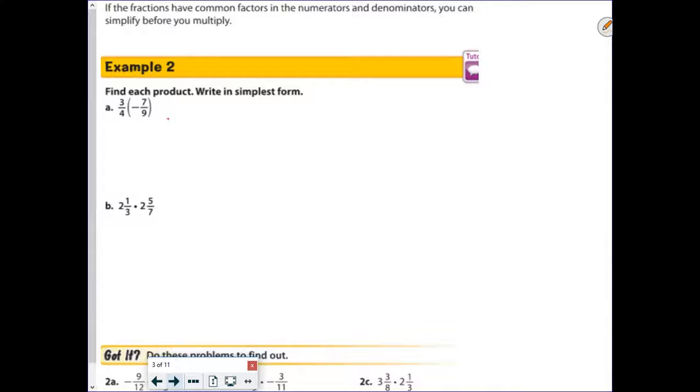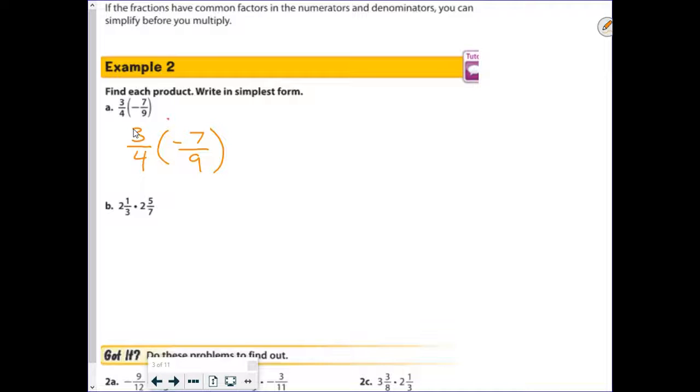It says here, if the fractions have common factors in the numerators and the denominators, you can simplify before you multiply. So for example, in example 2, it says find each product, write it in simplest form. It says 3/4 times -7/9. So the first thing I would look at here is the fact that we have a negative fraction.